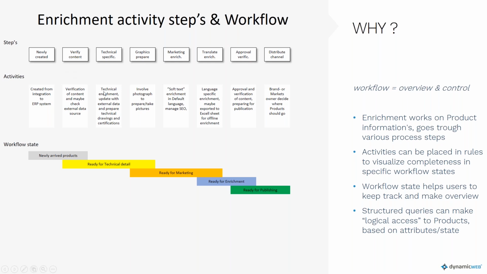Down here I wrote a little about the activities in the different steps. At the bottom, you can see the workflow states I have implemented in my demo system, which I will show you a little later on. There, I compare these steps to workflow states. Basically, I have taken these 8 steps and put them into 5 different workflow states. So it's not related to the people responsible for the different areas, but more to the activities we have to do on the product enrichment.